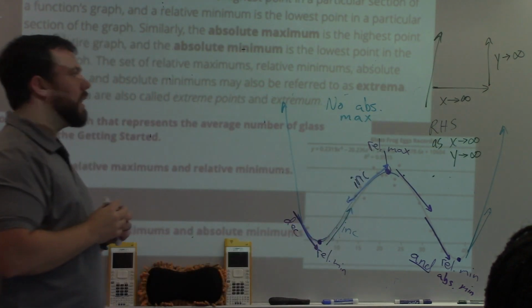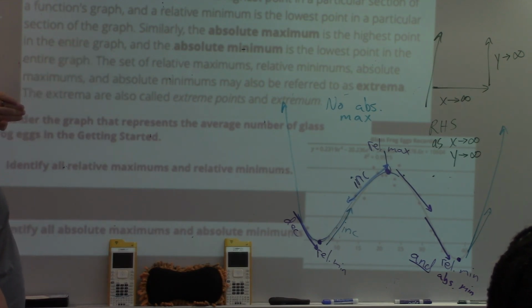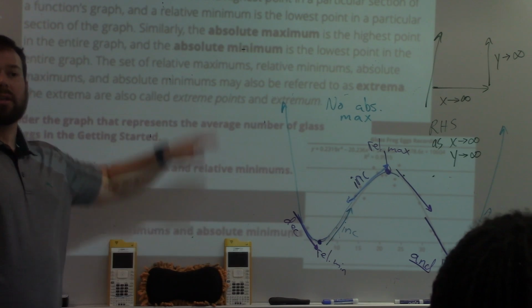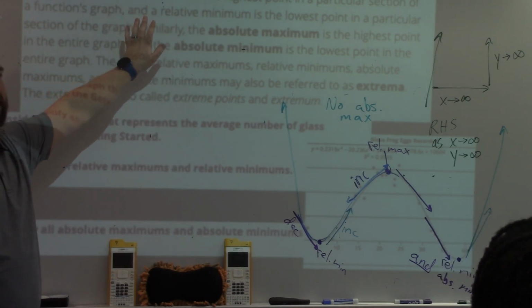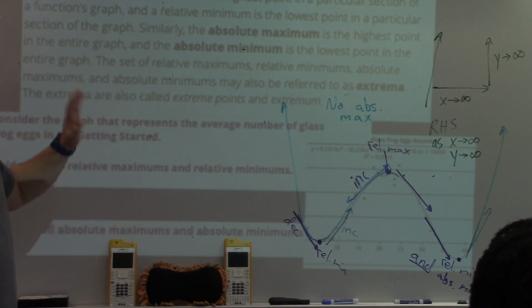So we need to recognize that when we say absolute, it is the absolute highest point, or the absolute minimum is the absolute lowest point for the entire graph. If it goes up to infinity, that's not an absolute. You can't get there. All right? So I just wanted to cover that. We'll come back to this tomorrow.